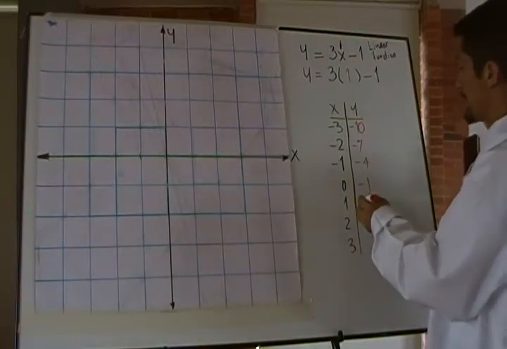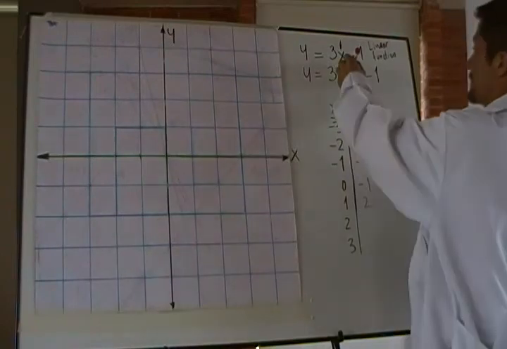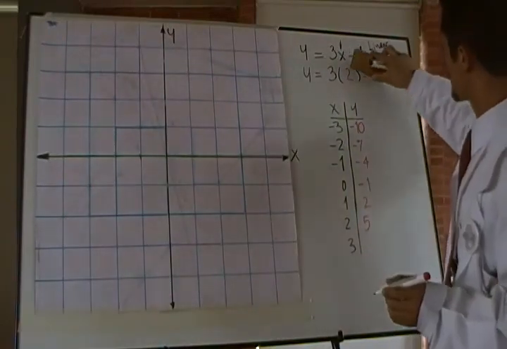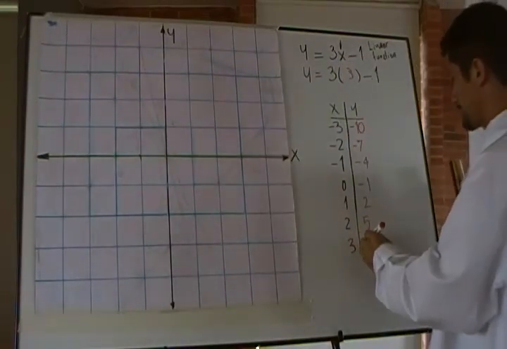So 3 times 1, 3, minus 1, 2. 3 times 2, 6, minus 1, 5. 3 times 3, 9, minus 1, 8.